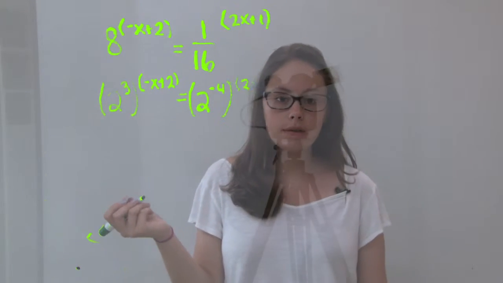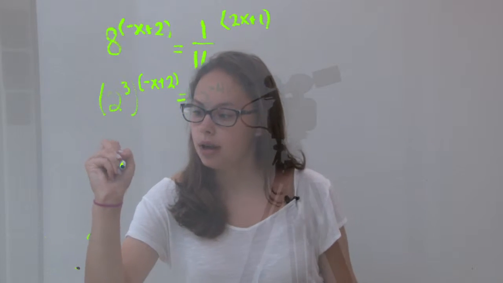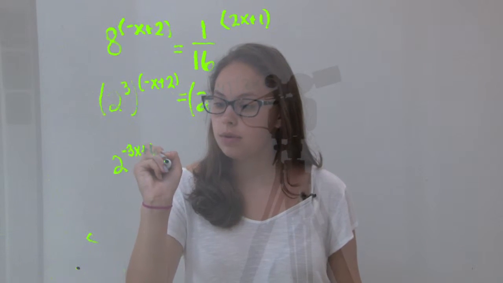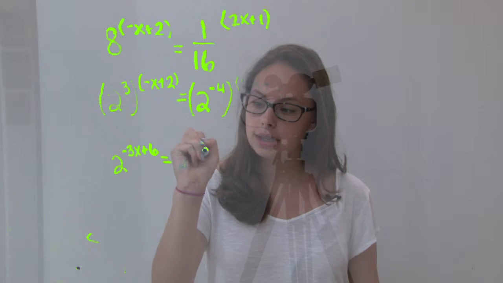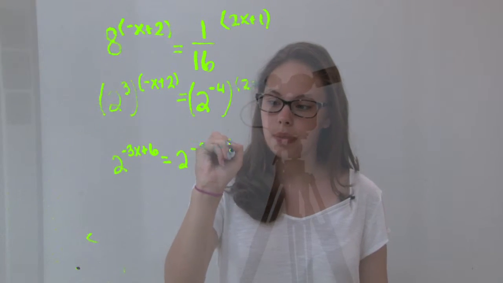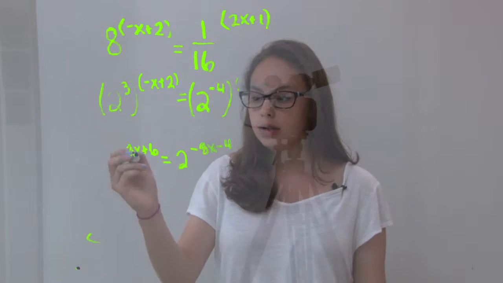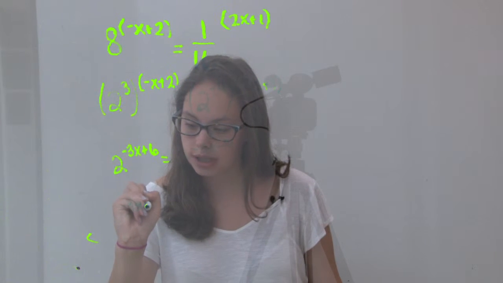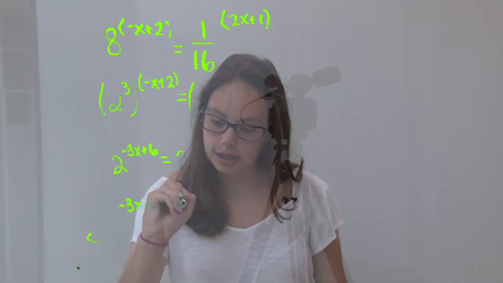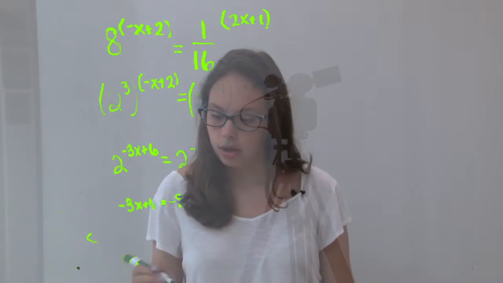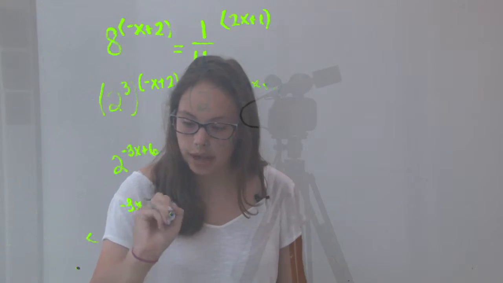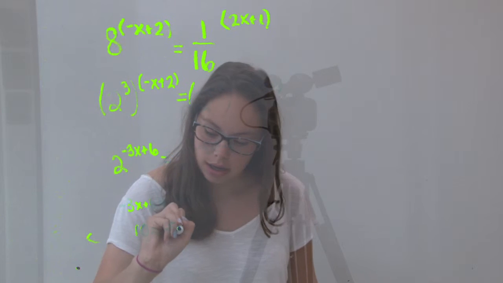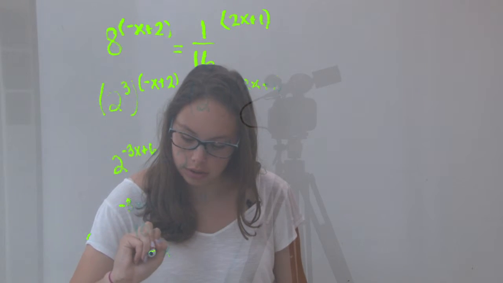Now by our properties of exponents, we can simplify this to become 2 to the negative 3x plus 6 equals 2 to the negative 8x minus 4. Our last step is going to be to set these two equal to each other due to the property defined in the beginning of this video. 3x plus 6 equals negative 8x minus 4. Lastly, we're going to move the 3x to this side and the 4 to this side to get 10 equals negative 5x, and divide by negative 5 to get x equals negative 2.